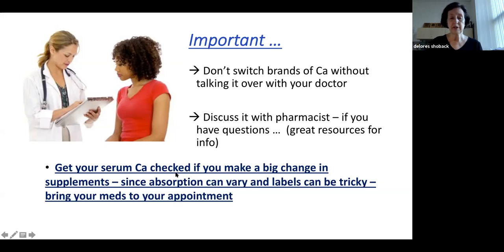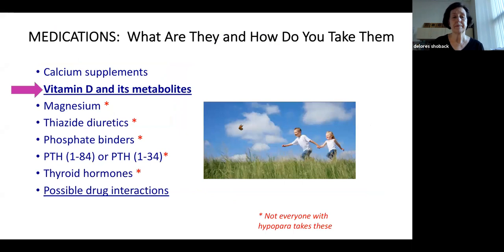If you make a big change in the supplements, like you used to be able to take calcium citrate, now you're taking carbonate, or vice versa, or completely different formulations, get the calcium checked to make sure that you're still okay. You're not hyper and you're not hypo, okay? And the labels are tricky, as I've already shown you. And then either bring the meds to the appointment or take a picture of them and have them on your phone so that you can go over exactly what you're taking. Okay, so that's what I wanted to say about calcium.